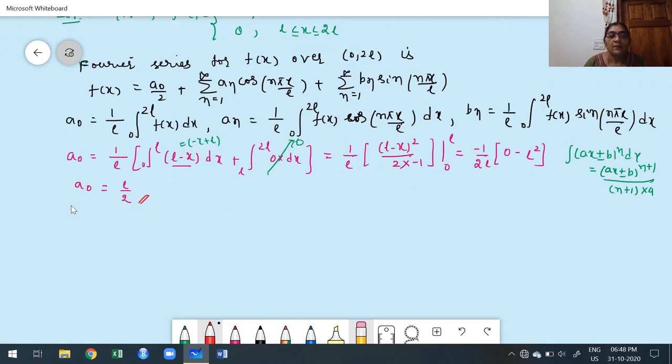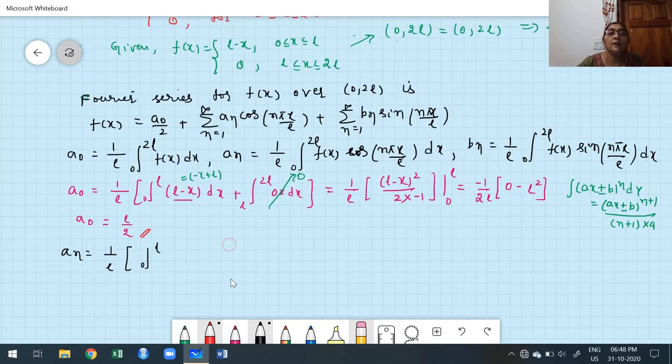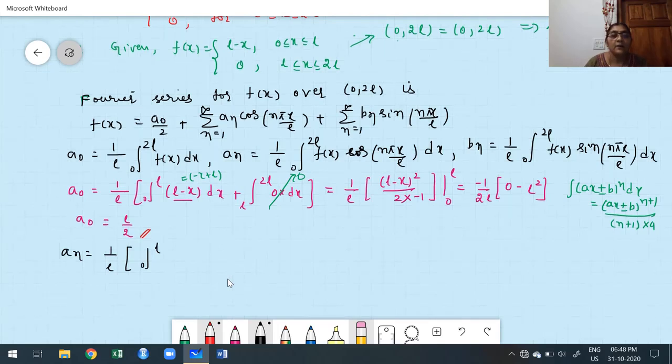How to find out the value of an? For an, again we are going to split the integral. 0 to 2L is nothing but 0 to L, what's the function you have? L minus x into cos of n pi x by L with respect to x. And what happened? L to 2L is 0. L to 2L is 0. The entire term must be 0. I'm going to neglect it here, no need to write the term.